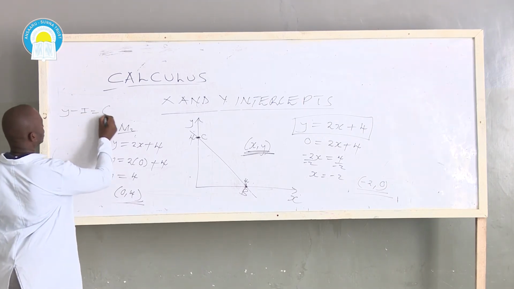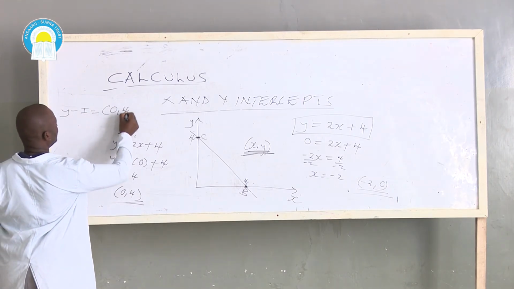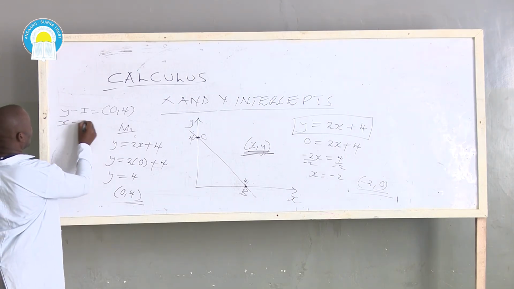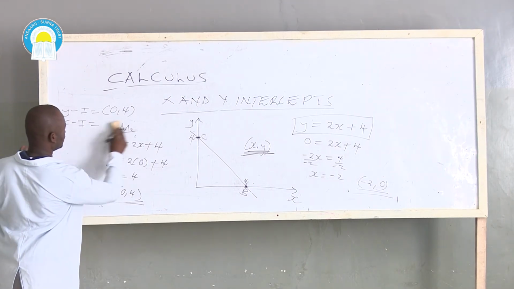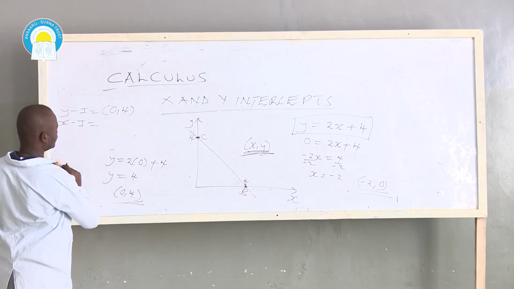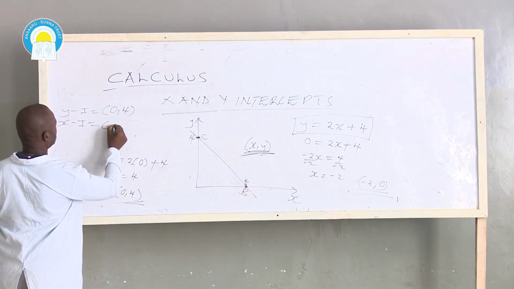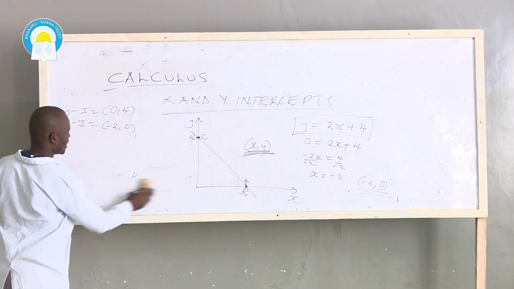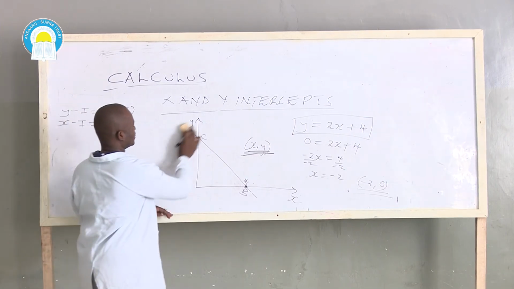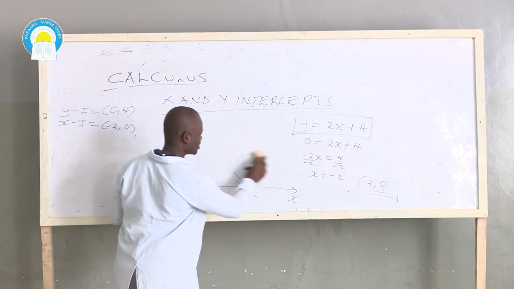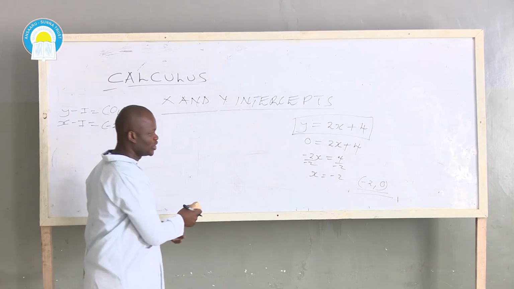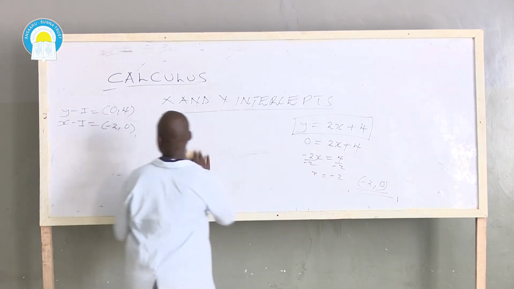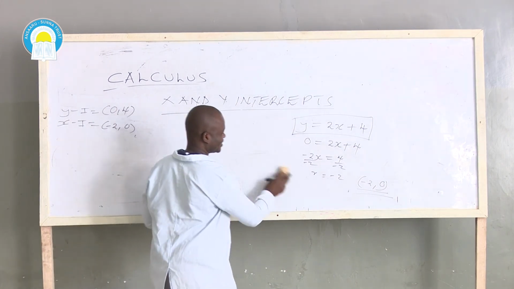To be 0, 4. And we have found our x-intercept to be, of course, negative 2, 0. So we want to see how we can quickly achieve that, of course, now simultaneously without doing them separately.